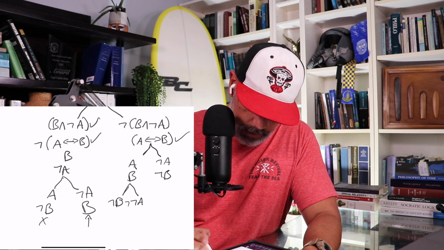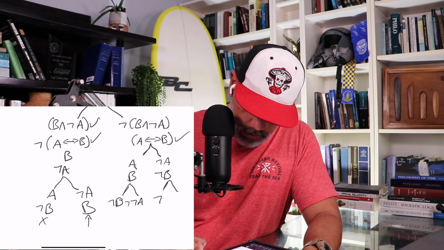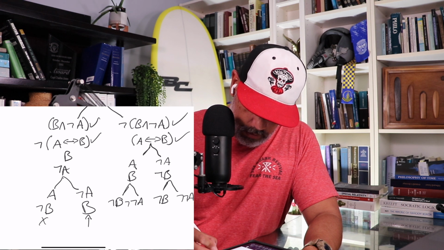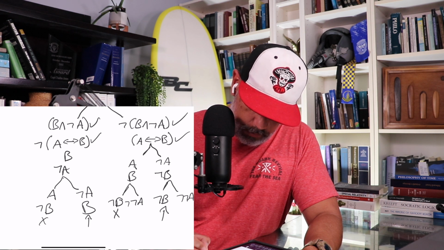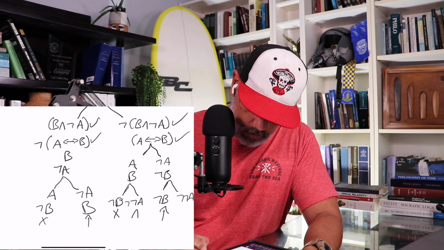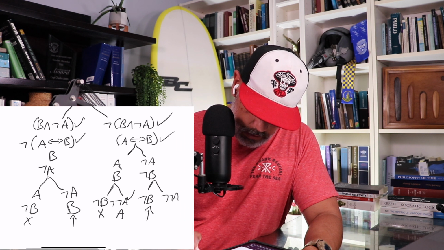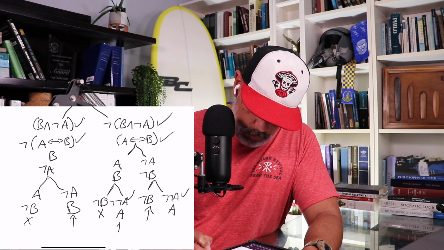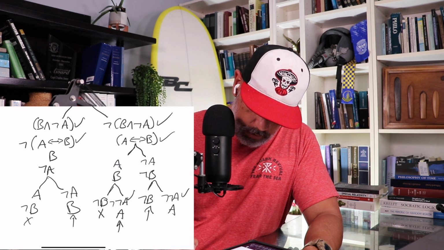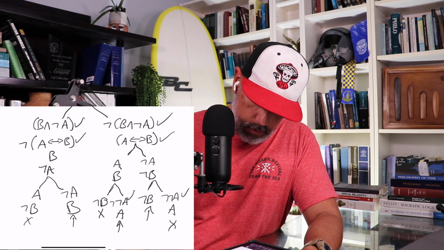Oops, this is not A. We have not B, not A. And then the B and the not B, close this one out. This is an open branch. We have double negation of an A here and here. Here is an open branch. Here we have a not A and an A, so that's a closed branch.